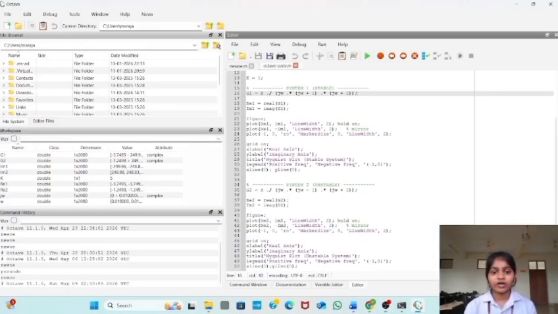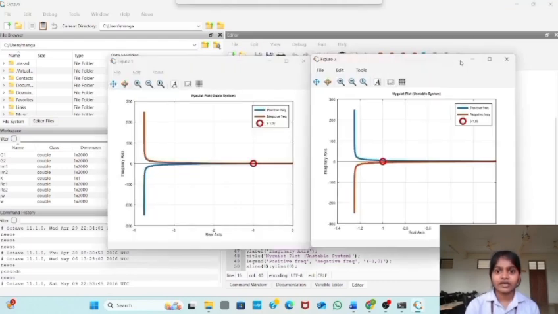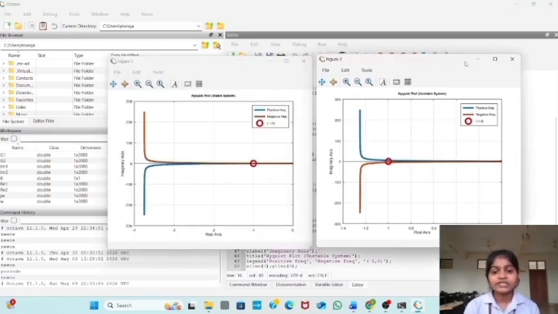After executing the program, two Nyquist plots are obtained. These are the two outputs, one for the stable system and another for the unstable system. In the stable system plot, the Nyquist curve does not encircle the critical point. Therefore, the system is stable.